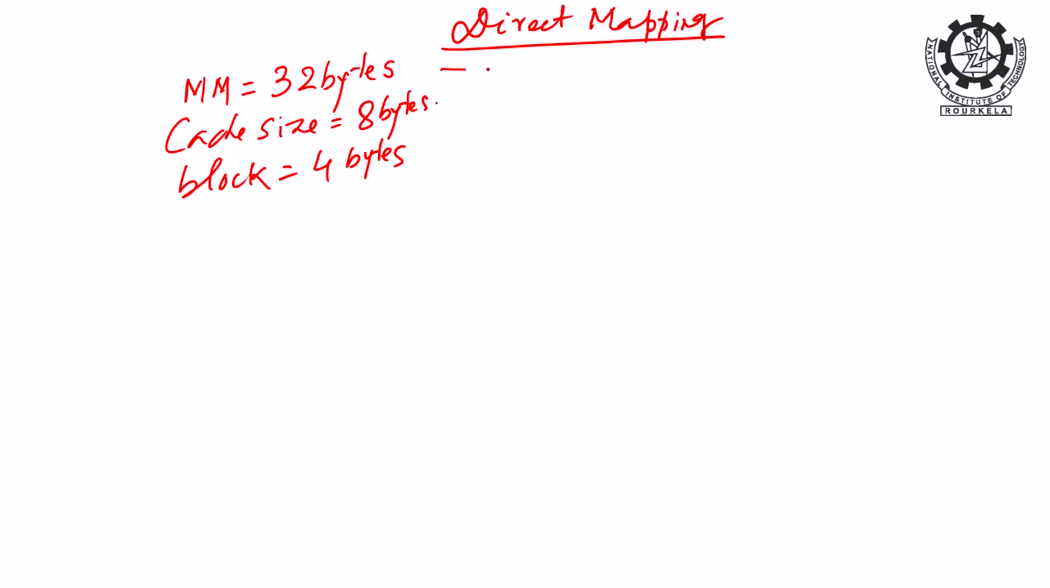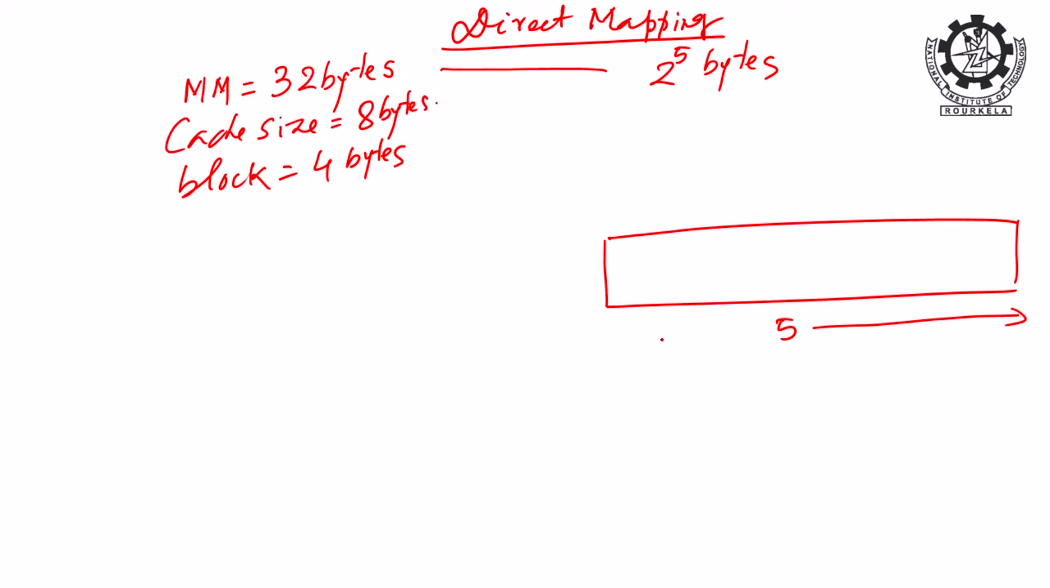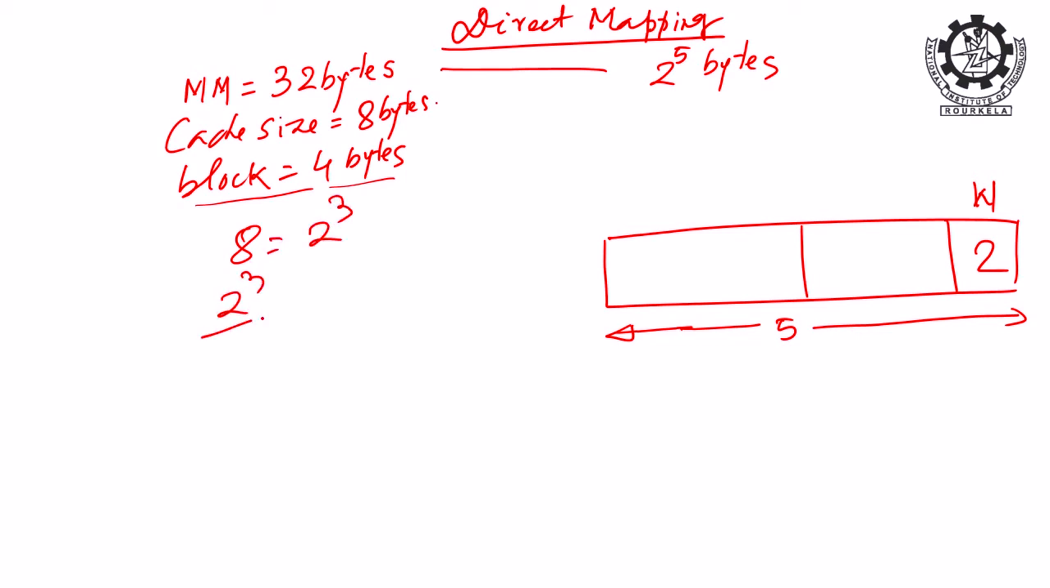32 bytes means 2 to the power 5 bytes. So, therefore, the main memory address is a total of 5 bits. That will be divided into 3 parts. What is that? Block size is 4 bytes, so how many bits for the word? 2 bits. Now, cache size is 8 bytes, so 2 to the power 3, divided by 2 to the power 2 block size, so we have 2 cache lines. This is the number of cache lines.